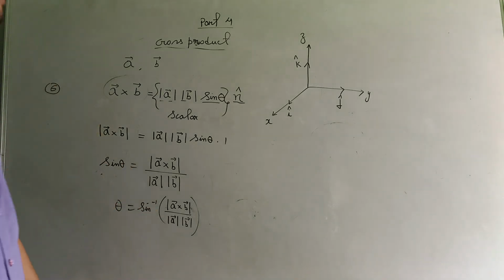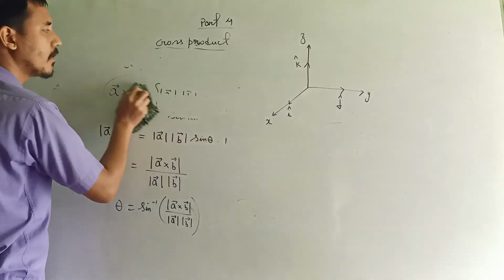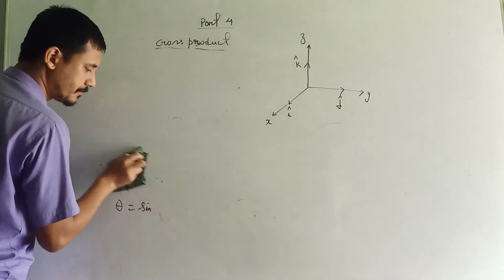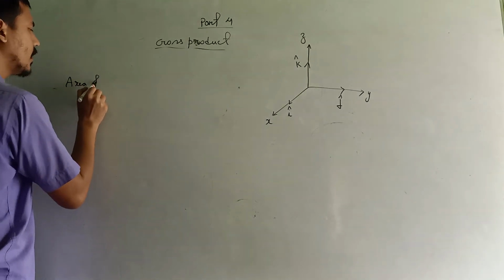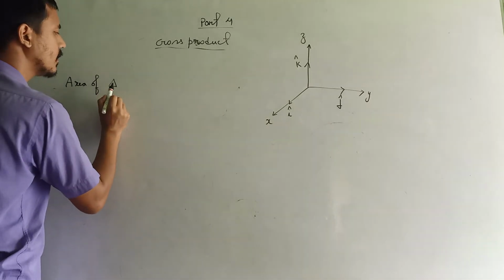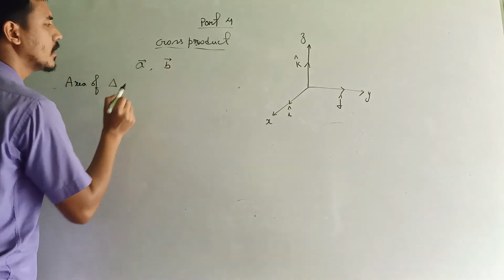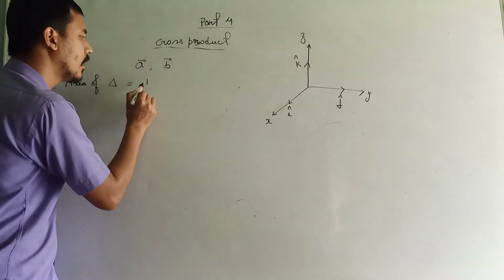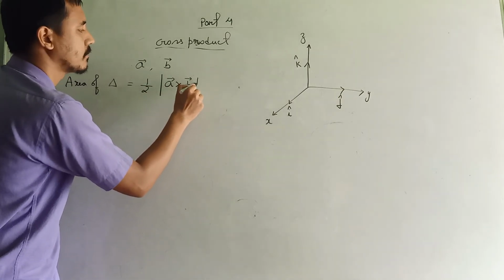Okay? Now for the 7th derived result, let's see. We can find the area of a triangle using the cross product of two vectors as well. If vector A and vector B are two adjacent sides of a triangle, then the area of the triangle is given by half the magnitude of A cross B.